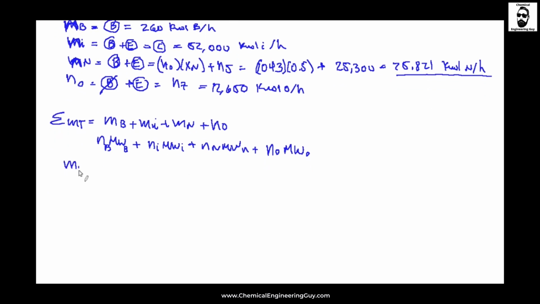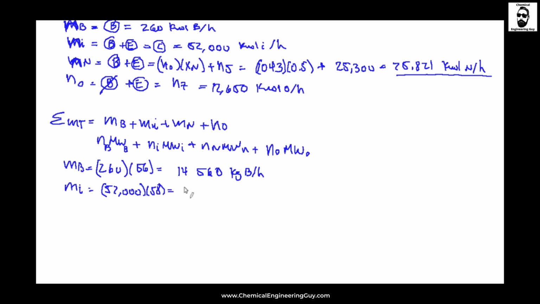The mass of B would be 260 times 56, which is the molecular weight. I got 14,560 kilograms of butylene per hour. So mass of isobutane is 52,000, this is going to be a huge number, times 58. I got 3,016,000 kilograms of I. And so on. I keep doing this.